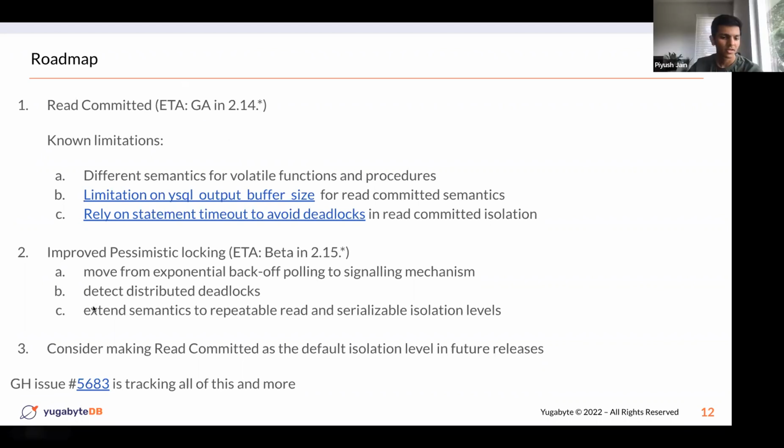Now let me move to the third item, which is that the pessimistic locking semantics that you see in read committed are going to be visible in repeatable and serializable isolation as well. So that's a third thing, and this will get us even closer to Postgres, right? And I mean, this is clearly visible, which is we want to make read committed default like Postgres. So we are considering this, right? There's a GitHub issue for all of this, all compatibility stuff, etc.